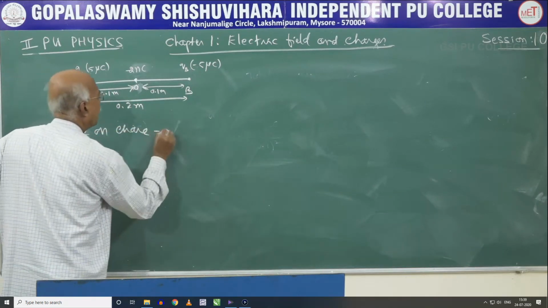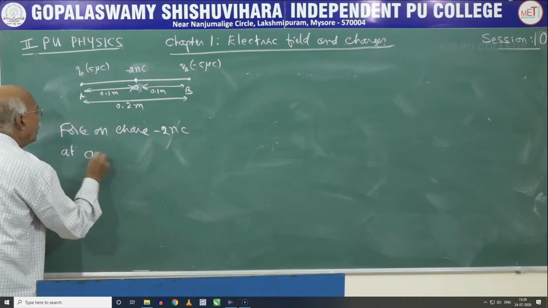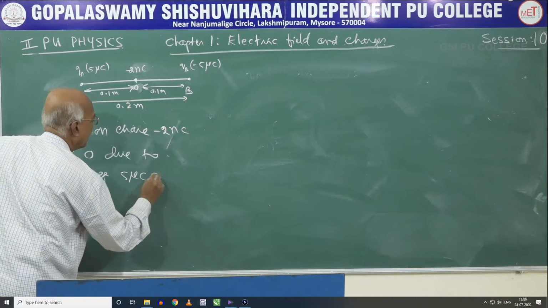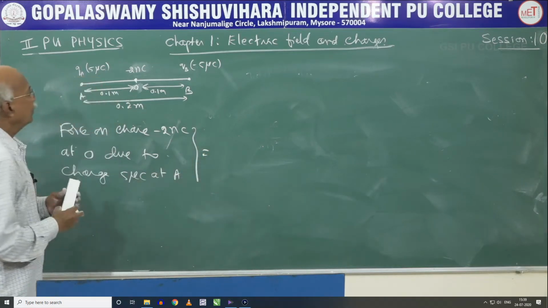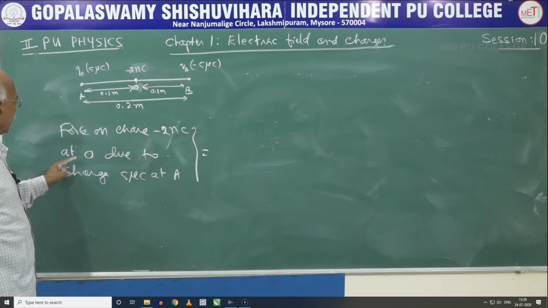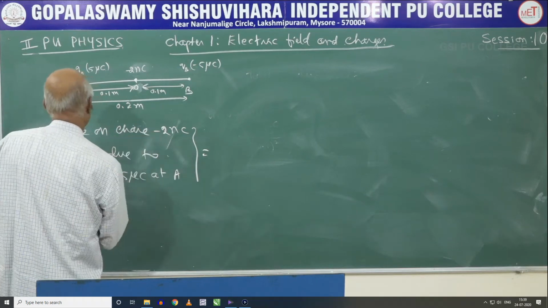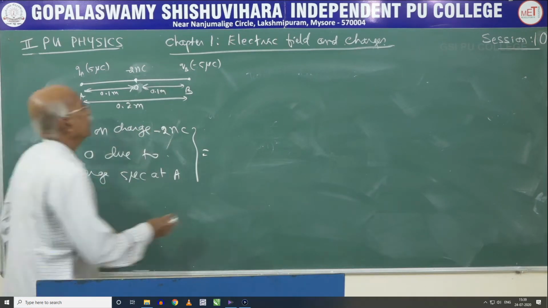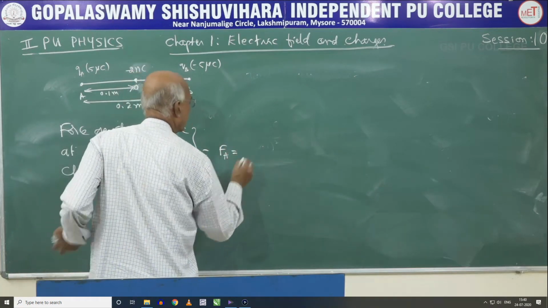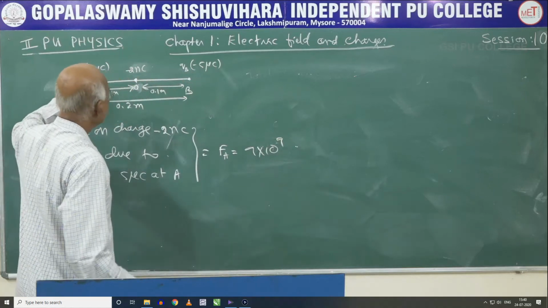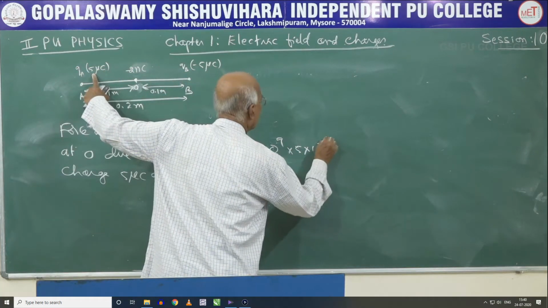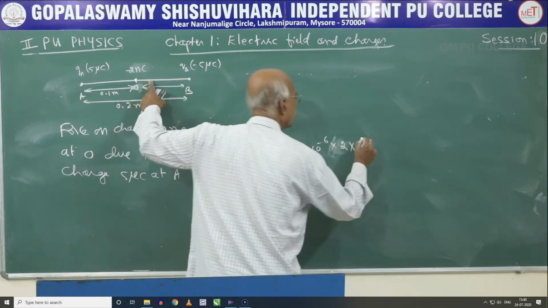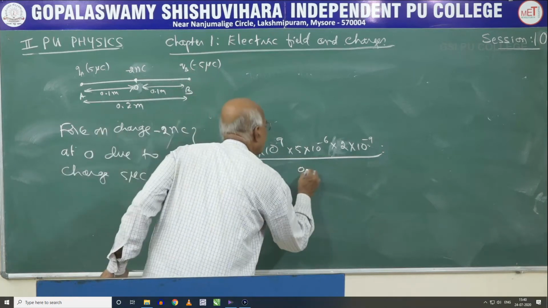Force on charge minus 2 nC at O due to charge 5 microcoulomb at A. So if you write, this is equal to F of A, which is equal to 9 into 10 to the power of 9 into the strength of the charge, 5 into 10 to the power of minus 6, into minus 2 into 10 to the power of minus 9, divided by the distance of separation, 0.1 squared.